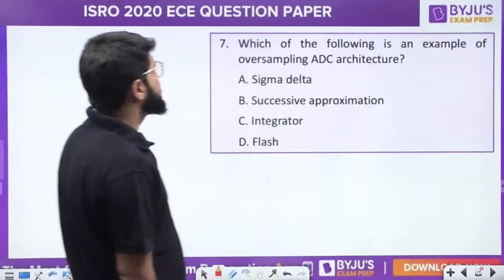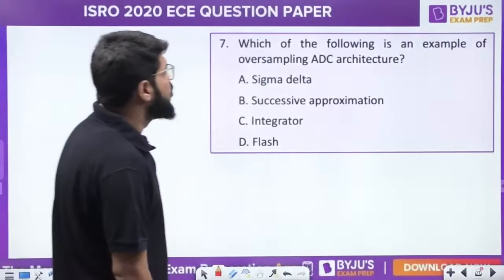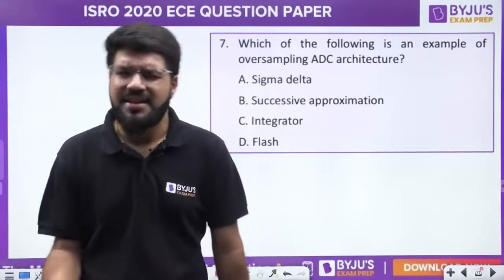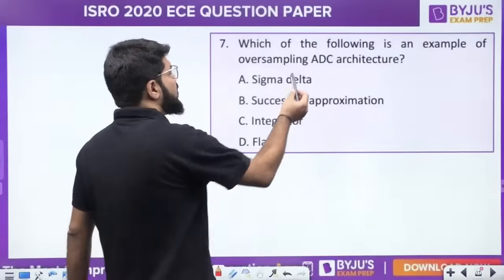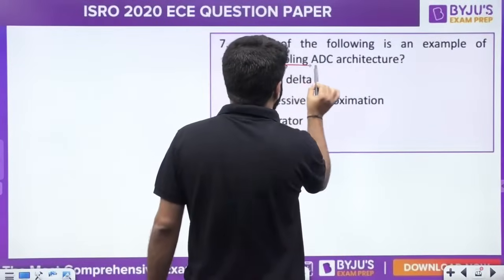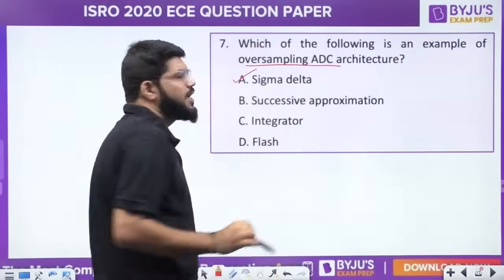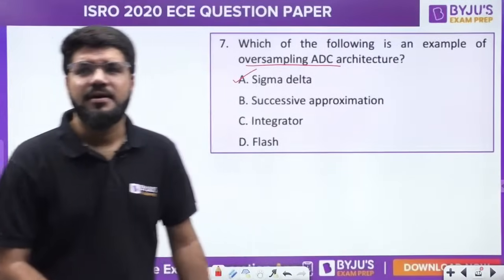Moving ahead to the next question. Which of the following is an example of oversampling ADC architecture? It's a factual question. We'll not discuss all four options here, otherwise it will take a lot of time. Oversampling means sampling at a rate much greater than the Nyquist rate, and that is there in the sigma delta.